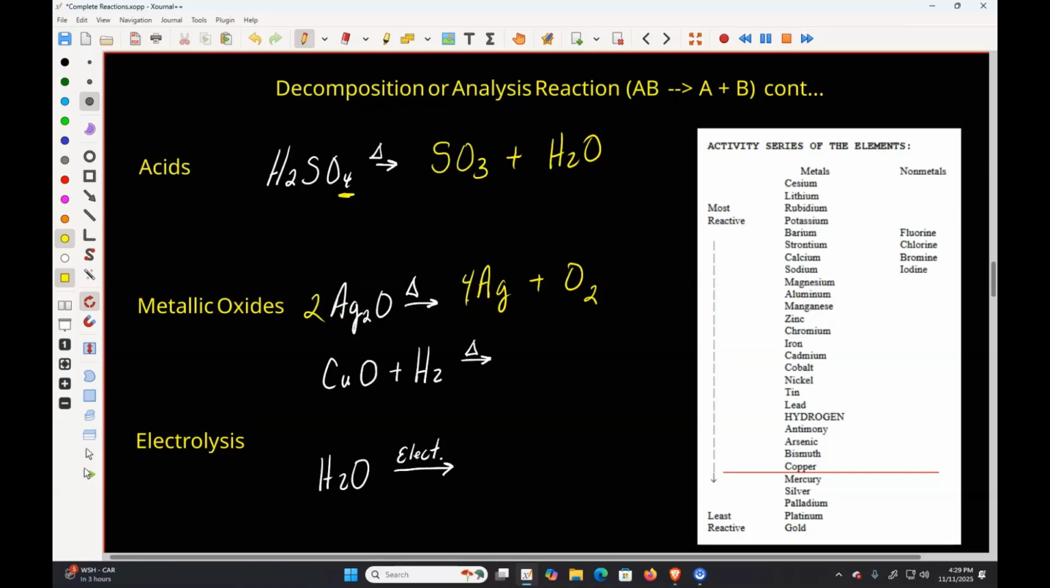Copper falls between magnesium and chromium. It will decompose in a reducing atmosphere of hydrogen. So it's going to give me copper and water. Electrolysis is using electricity to separate compounds. So this is going to form hydrogen plus oxygen.